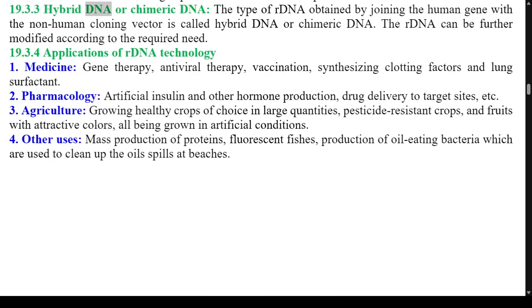19.3.3 Hybrid DNA or chimeric DNA. The type of rDNA obtained by joining the human gene with the non-human cloning vector is called hybrid DNA or chimeric DNA. The rDNA can be further modified according to the required need.